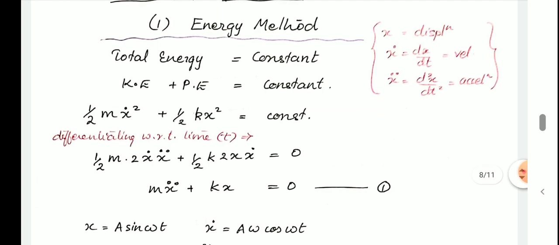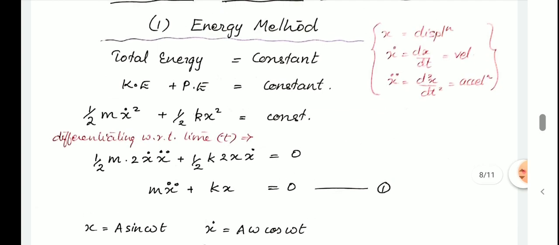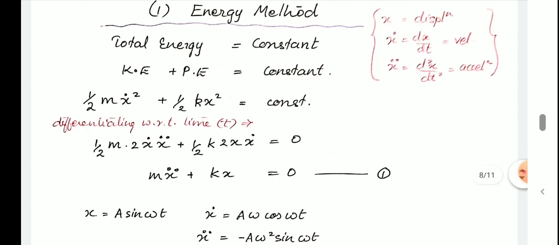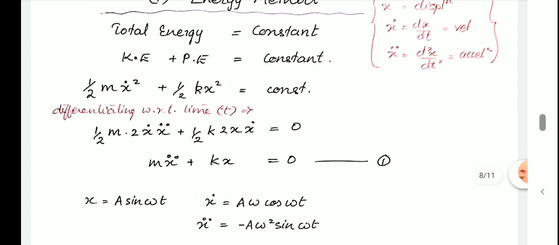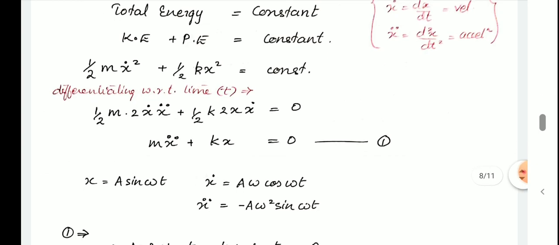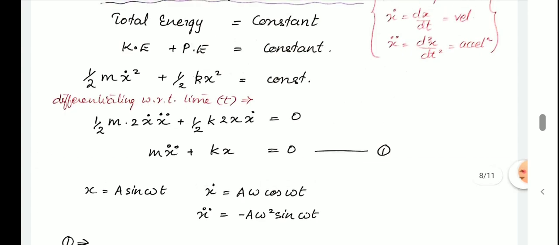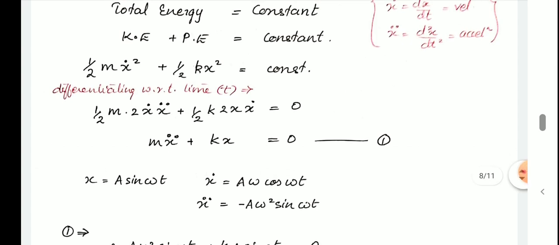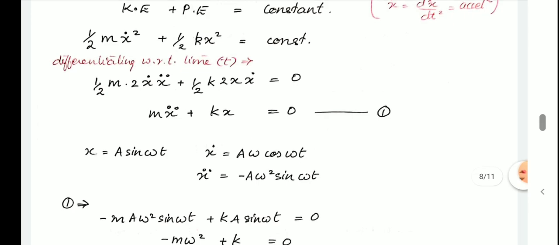And potential energy is associated with the spring. So we introduce the stiffness constant K in that equation, and it is given as half k x square. Now differentiating that equation with respect to time, see the differentiation procedure. We are applying the chain rule. For example, x dot square can be differentiated as 2 into x dot, multiplied by the differential of x dot, which is x double dot. So it will be 2 x dot into x double dot. Hence we arrive at equation number 1, which is m x double dot plus k x equal to 0.